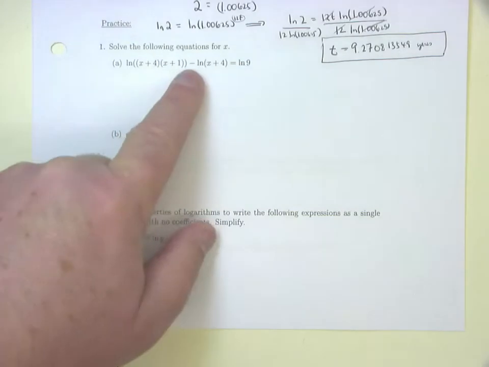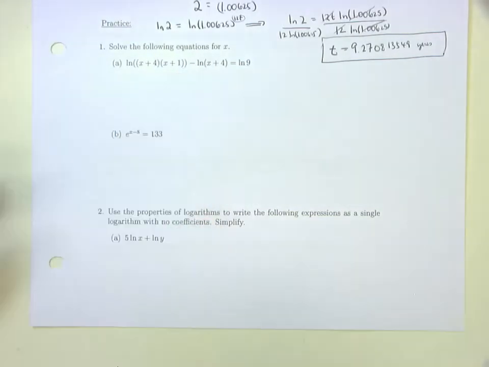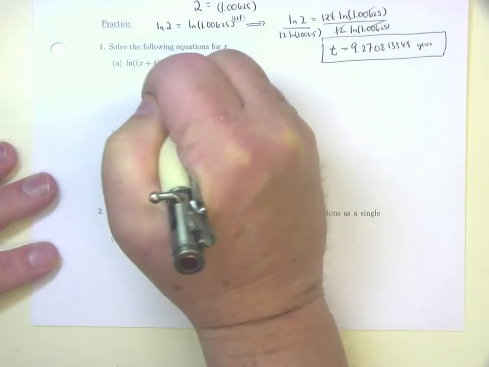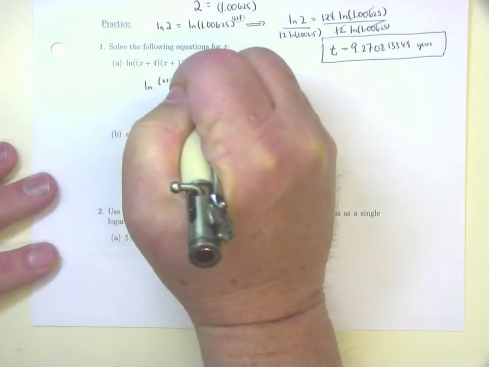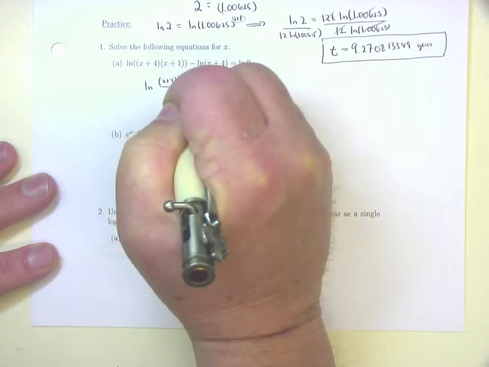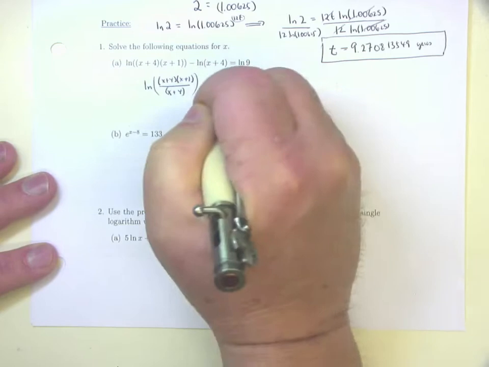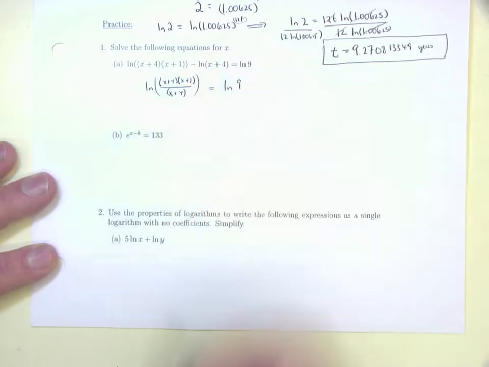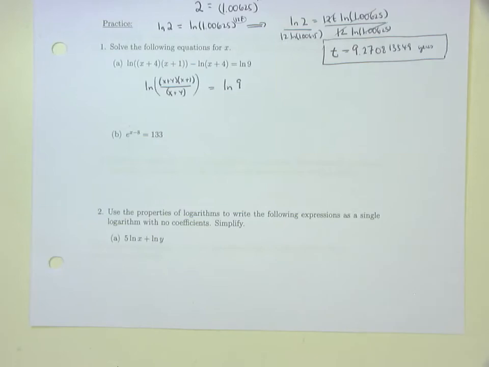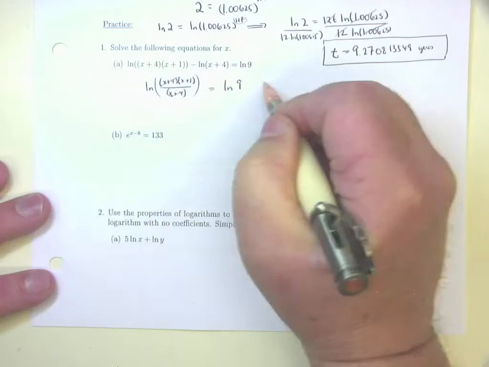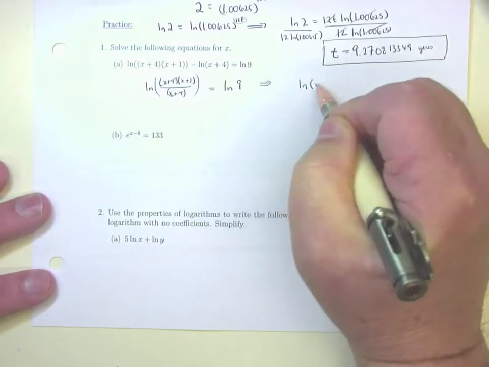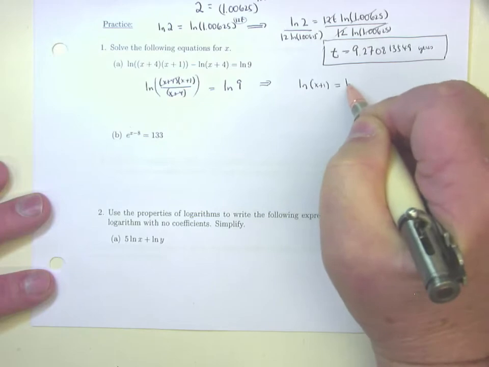So that's a minus. What is subtraction going to turn back into? Division. So this will be the natural log of x plus 4 times x plus 1 divided by x plus 4, a combined log, equals the natural log of 9. Does that make sense? I'm using log properties. Subtraction turns back into division. You got to know your log properties. Now, you can clean this up. What's x plus 4 times x plus 1 divided by x plus 4? The x plus 4 cancels. So this would be the natural log of x plus 1 equal to the natural log of 9.